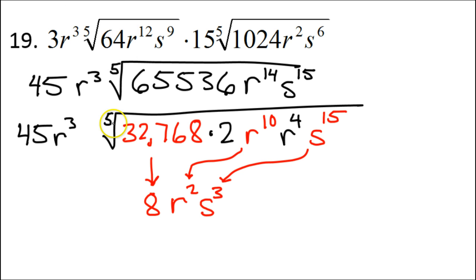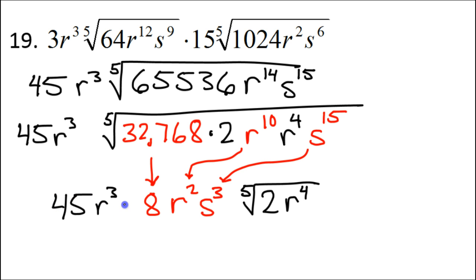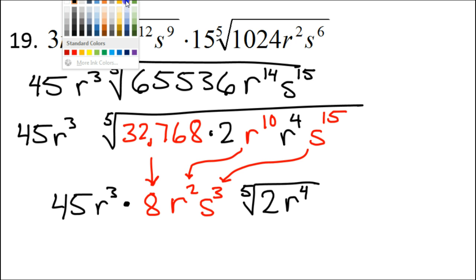Okay, now the black part is the part that's going to be left behind. So I'm going to still have the 5th root. So I've got 2 and r to the 4th power that will be left in here. So there's my 2, and there's my r to the 4th power. Okay, now I've got 45 r to the 3rd power waiting out front. I'm just going to bring that down. Alright, 45 r to the 3rd power. And so this will simply be multiplied by the rest of it. So that'll really be my last step when I do that multiplication.